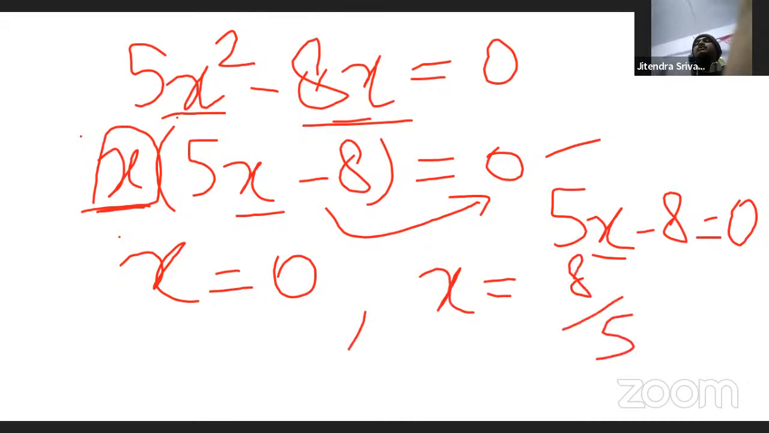So we are getting two roots. The one is 0 and the other is 8 upon 5. So hence we can say the roots of this equation are 0 and 8 upon 5. These are the two roots of this equation.